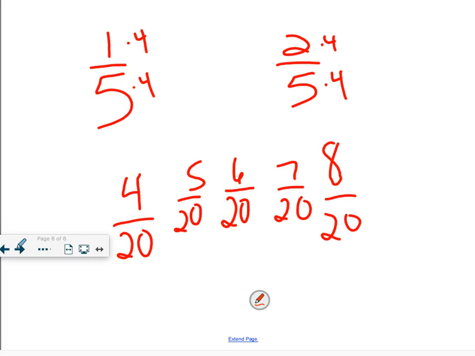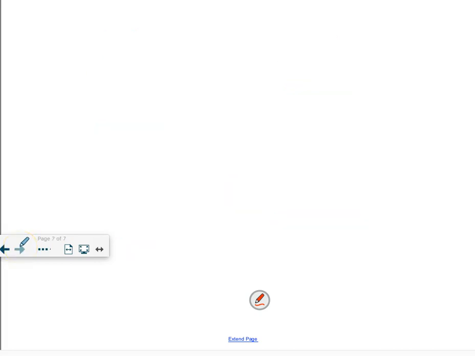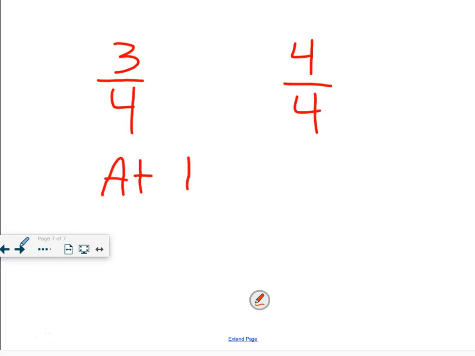Okay, problem on the go. I want to talk about 3/4 and 4/4. For the homework, I want you to find at least 2 fractions in between.